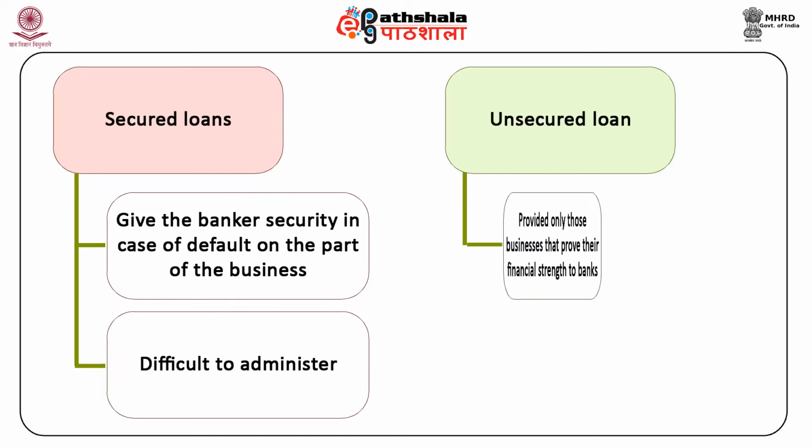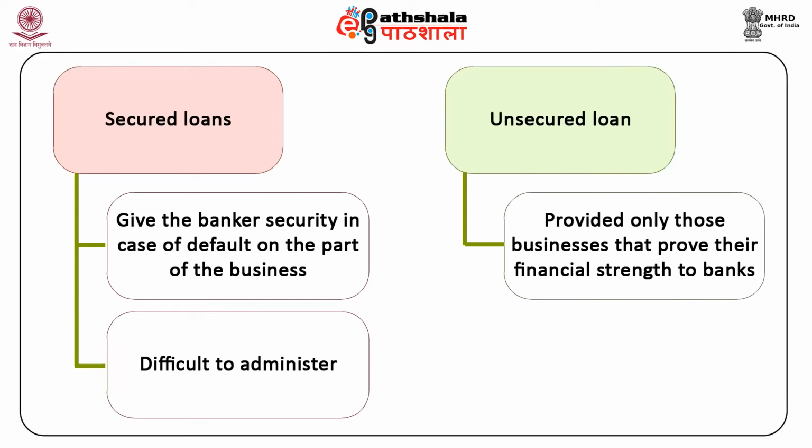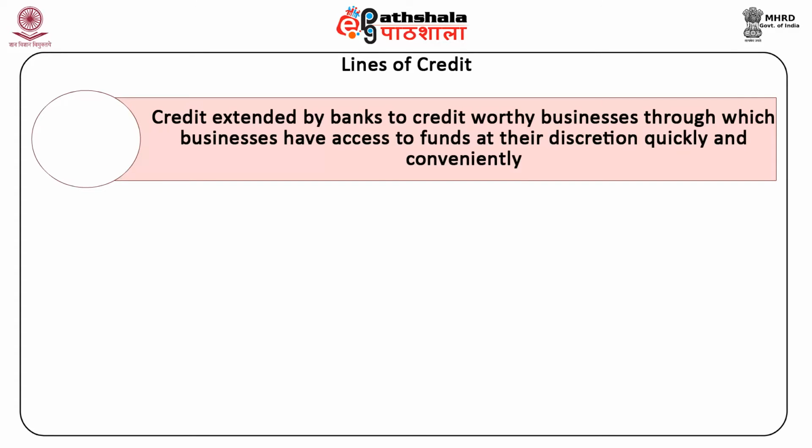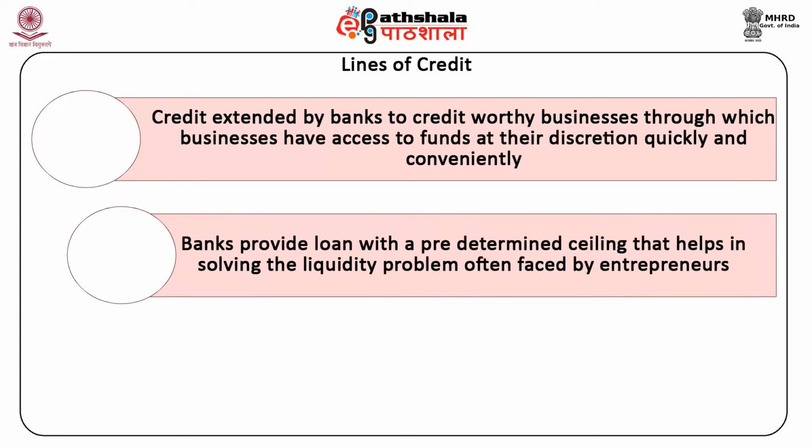Unsecured loan is provided only to those businesses that prove their financial strength to the banks. Lines of credit is a form of credit extended by banks to credit-worthy businesses through which businesses have access to funds at their discretion, quickly and conveniently. The banks provide loans with a predetermined ceiling that helps in solving the liquidity problem often faced by the entrepreneurs.